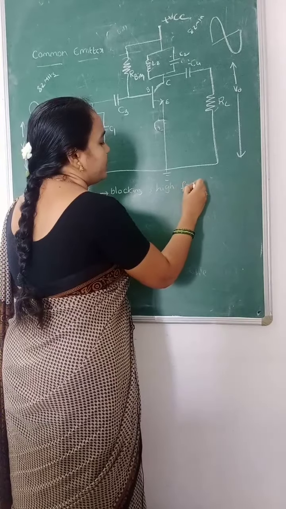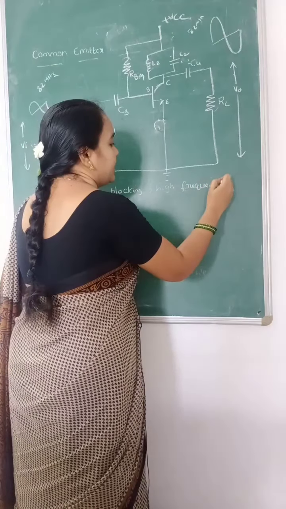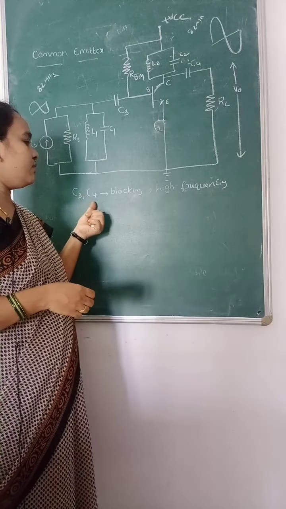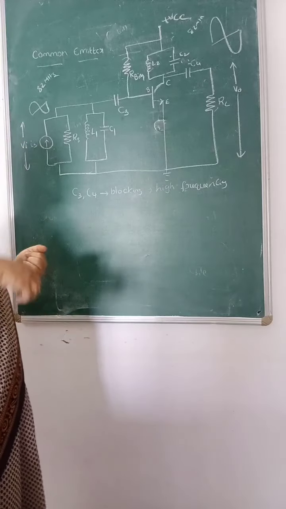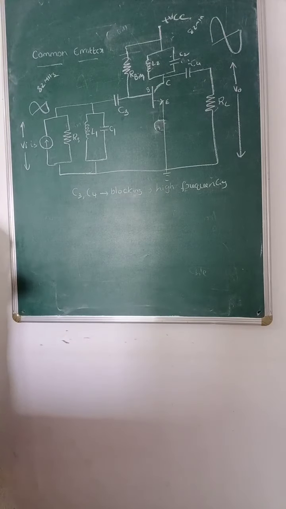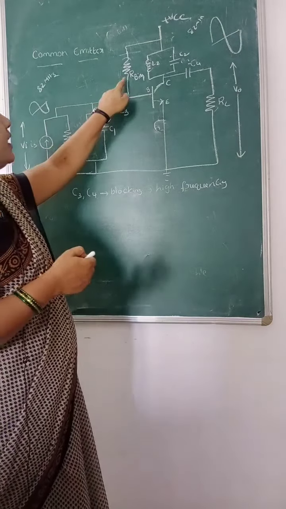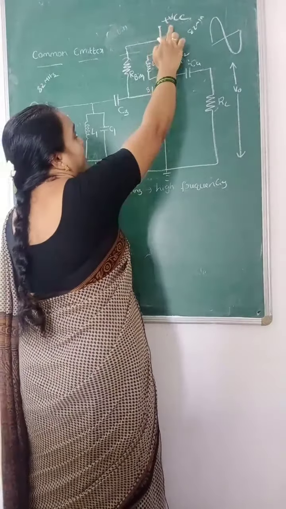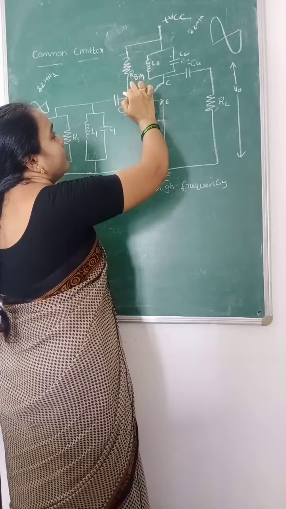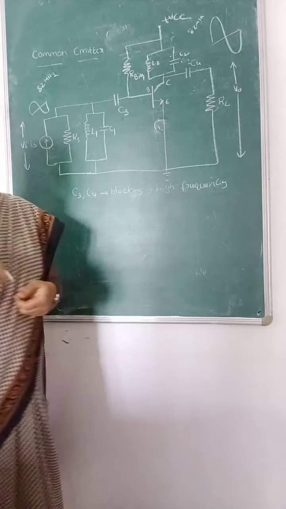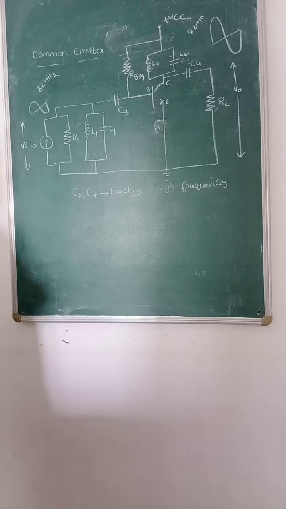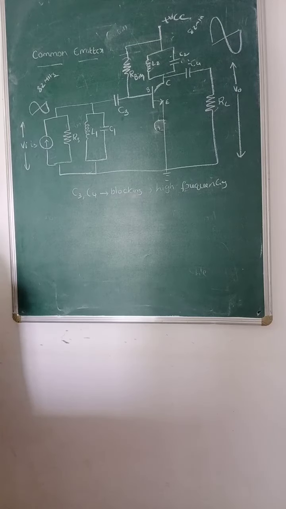Since we are going through the small signal analysis, that is, these circuits are suitable for low frequencies, this C3 and C4 will block the high frequencies. And R bias, this is the bias resistance which supplies the current to the base. So this power supply will provide the base current through this bias current. So this is the total circuit diagram of the common emitter tuned amplifier.